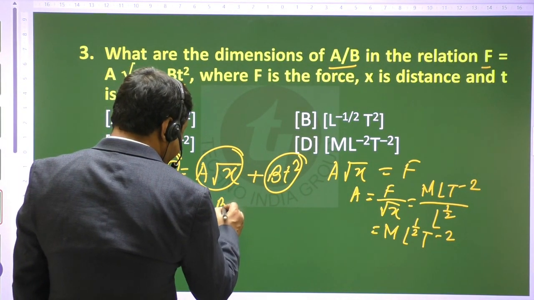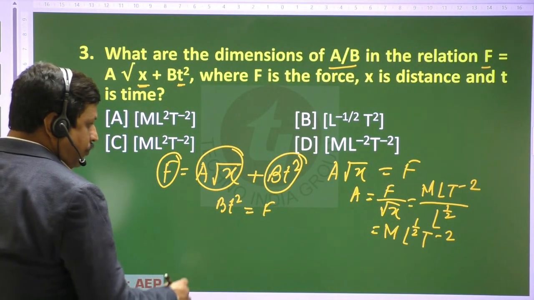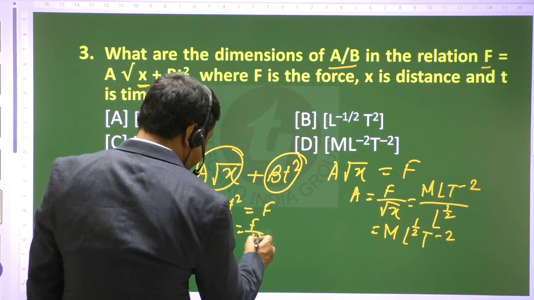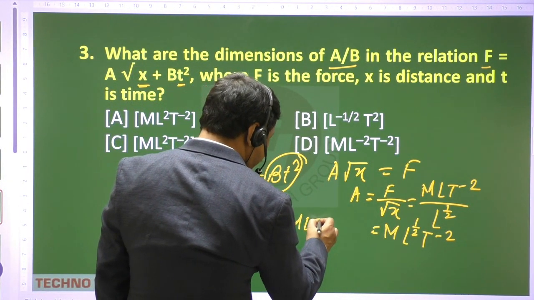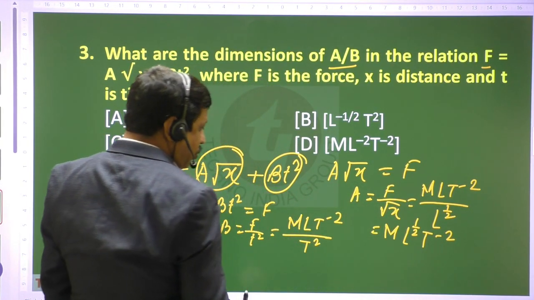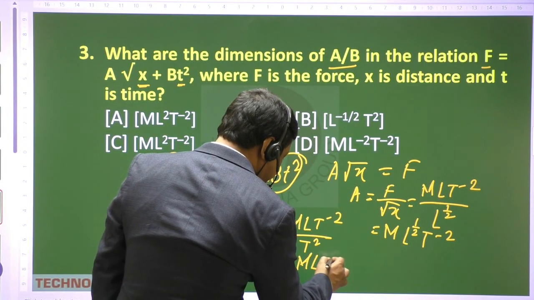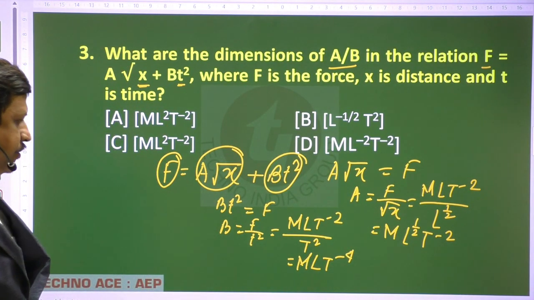You know that B t square has the same dimension as F, right? So B will be F by t square. F is m L t to the power minus 2, and dividing by t square, this will be m L t to the power minus 4, right?